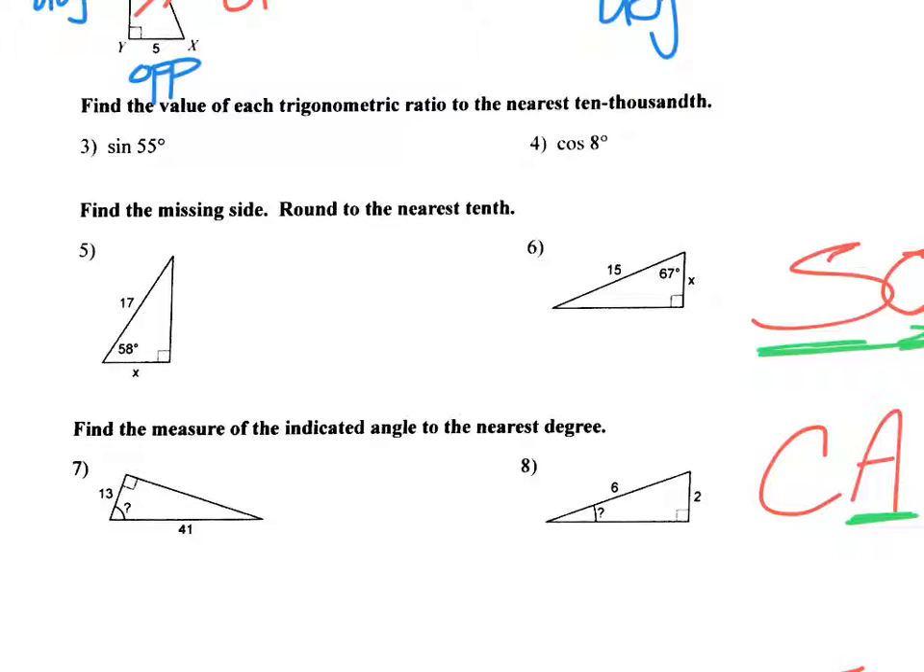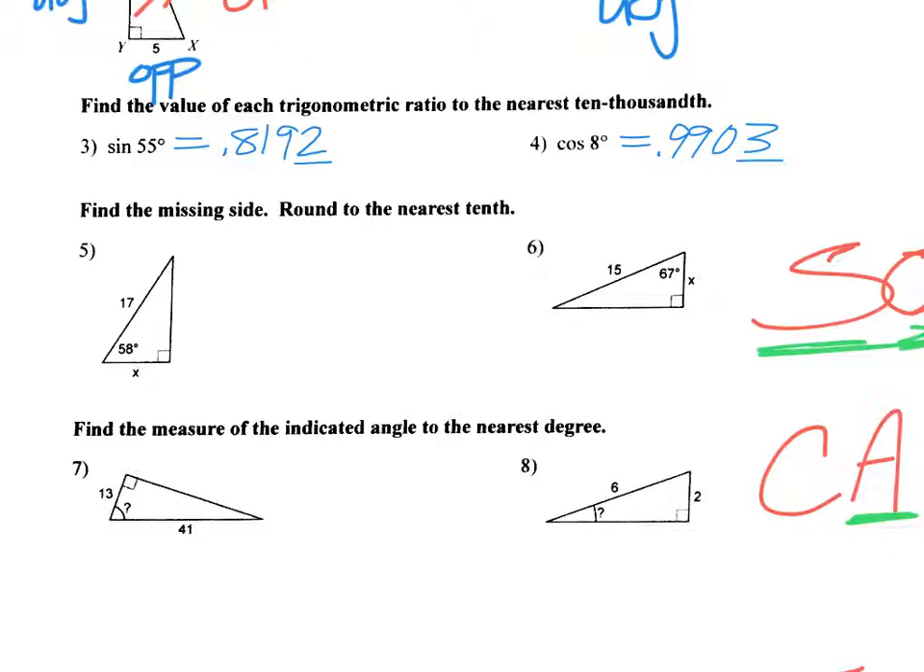Once you've got it in degrees, you go back to the main screen, find the sine button on your calculator, and type in 55. It says to the nearest 10,000th, so tenths, hundredths, thousandths, 10,000ths, that would be 4 decimal places. So that is 0.8192, because that rounds. You can set the mode on your calculator to 4 decimal places and it'll do it. Then we do cosine of 8 and we get 0.9903. Again, it rounds.